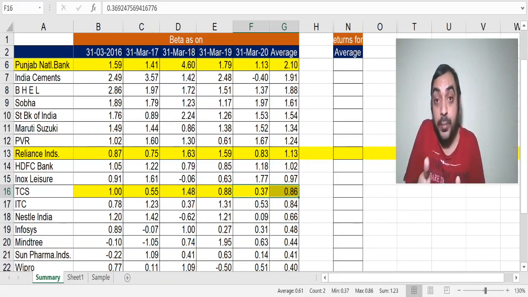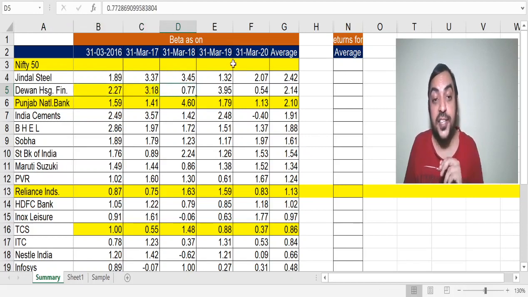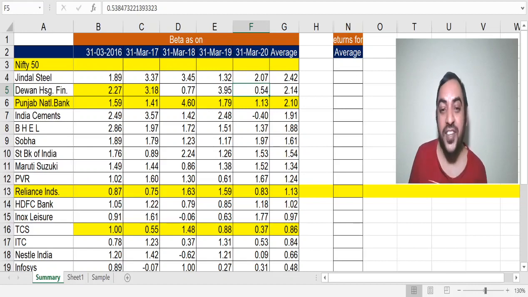Beta is a measure of risk. What happened is likely to happen in future. But that's why I'm showing you for these companies that beta will not remain the same. What is low beta in one year might be high beta in another year. Look at Dewan Housing Finance, 2.323, high beta, suddenly it became 0.77, low beta. Next year 3.95, high beta, next year 0.54, low beta, and so on. So this is one of the ways of analyzing beta into practical aspects.